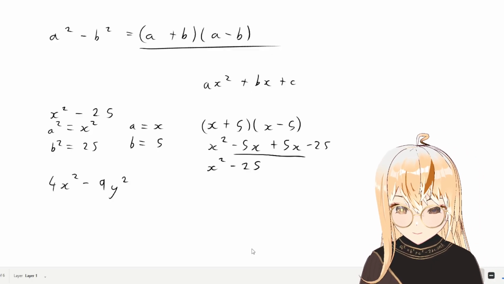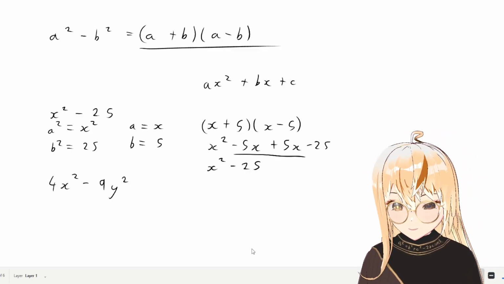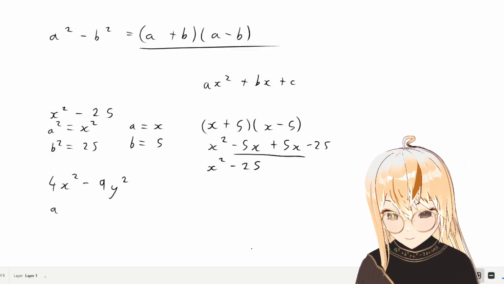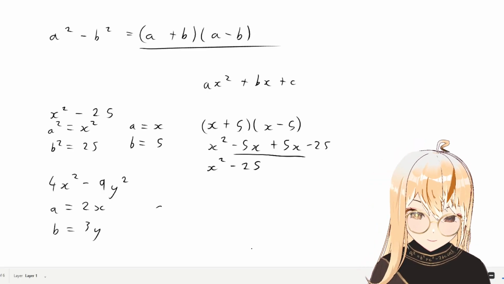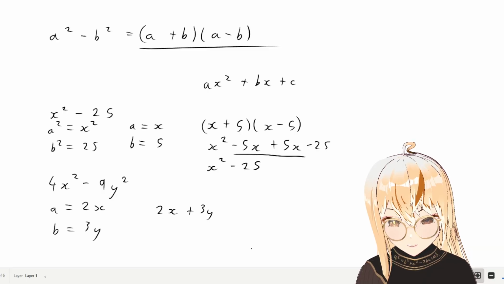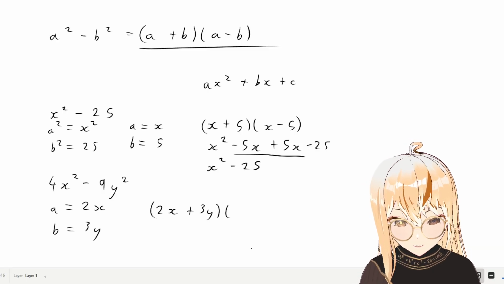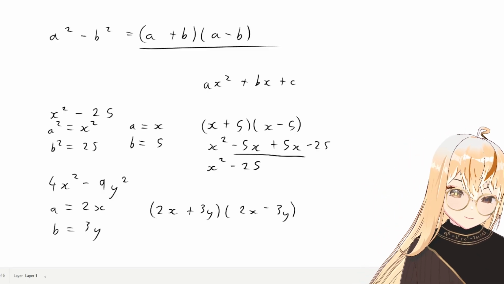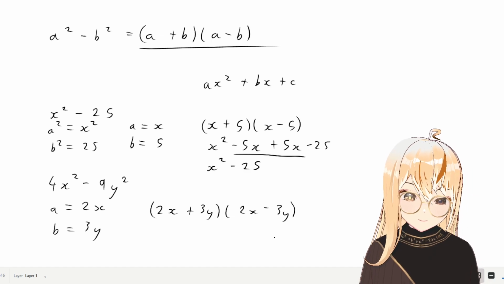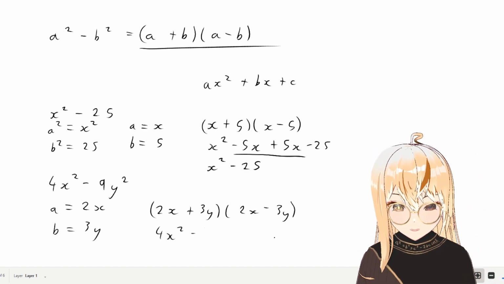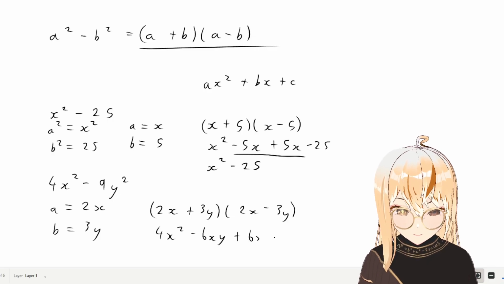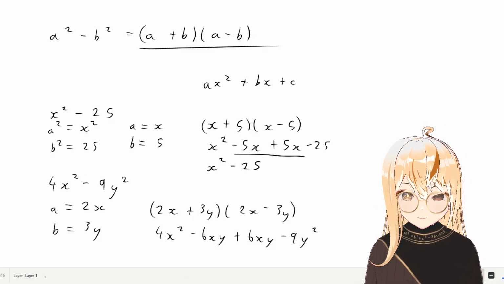Alright, moving on to 4x squared minus 9y squared. You could recognize that a is equal to 2x, b is equal to 3y, then you just put it in and factorize it. Nice. Same thing happens, you'll get 4x squared, and then the 6xy's will cancel out. So yeah, move it on.